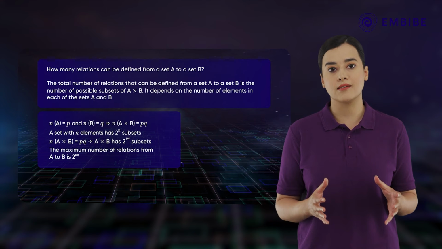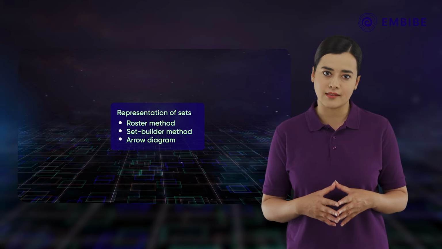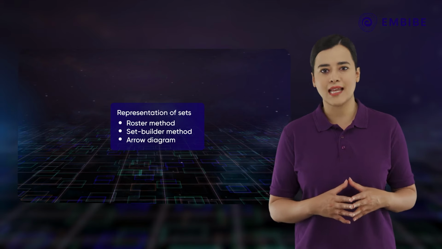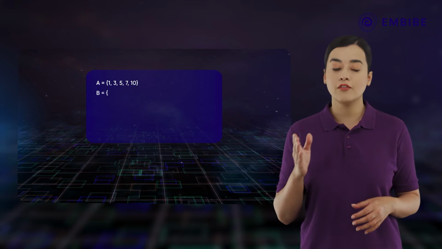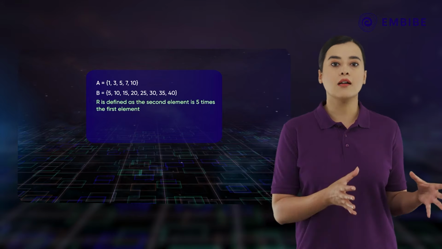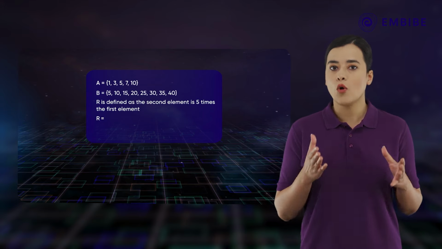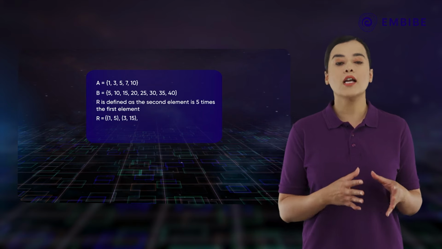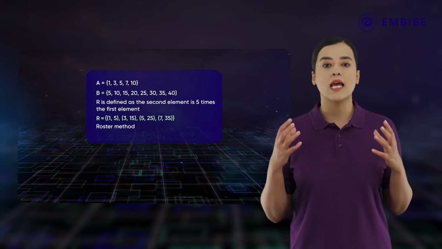Now, how would you represent a relation? You might already be familiar with the ways in which sets and their Cartesian products are represented. The straightforward and easiest way to understand is the regular listing method within the curly brackets. If we go back to the previous example with the set A equal to {1, 3, 5, 7, 10} and set B equal to {5, 10, 15, 20, 25, 30, 35, 40}, we have already listed the relation R, which is defined as the second element is 5 times the first element, as the ordered pairs (1, 5), (3, 15), (5, 25), (7, 35). This method of representing a relation is known as the roster method.